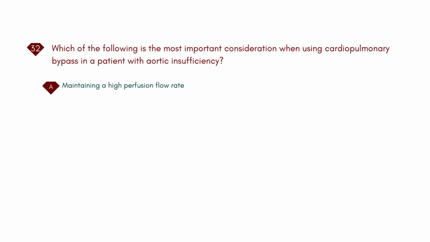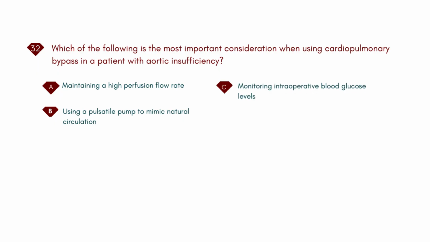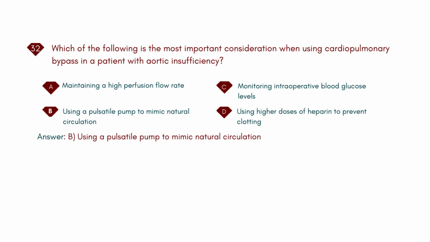A. Maintaining a high perfusion flow rate. B. Using a pulsatile pump to mimic natural circulation. C. Monitoring intraoperative blood glucose levels. D. Using higher doses of heparin to prevent clotting. Answer: B. Using a pulsatile pump to mimic natural circulation.